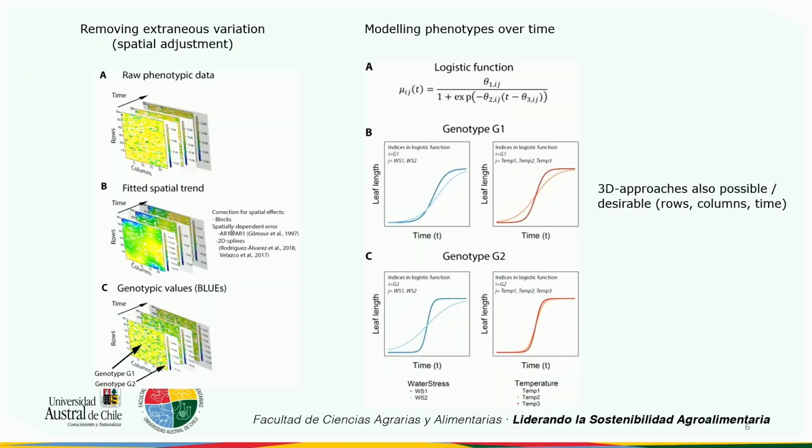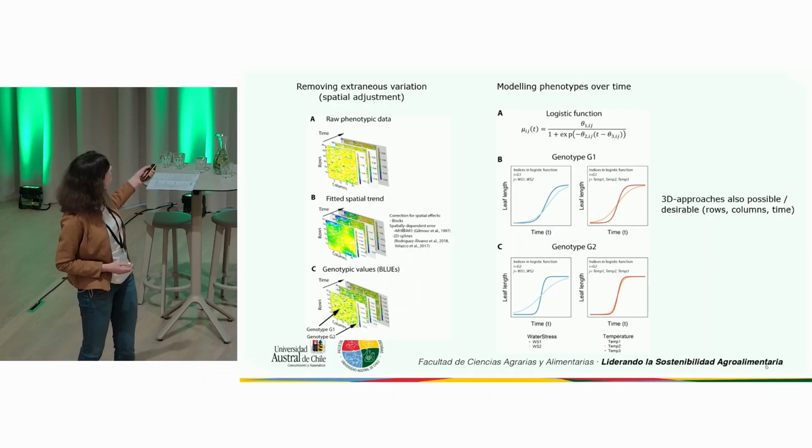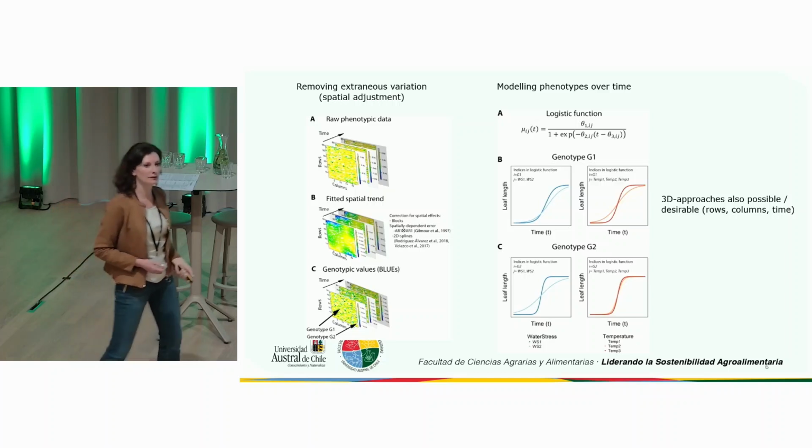So here is a cartoon way of looking at it. We start from raw phenotypic data. Each of these slices represents one moment in which our trial was measured. Then we try to separate. Each little dot here represents one plot, one experimental unit.